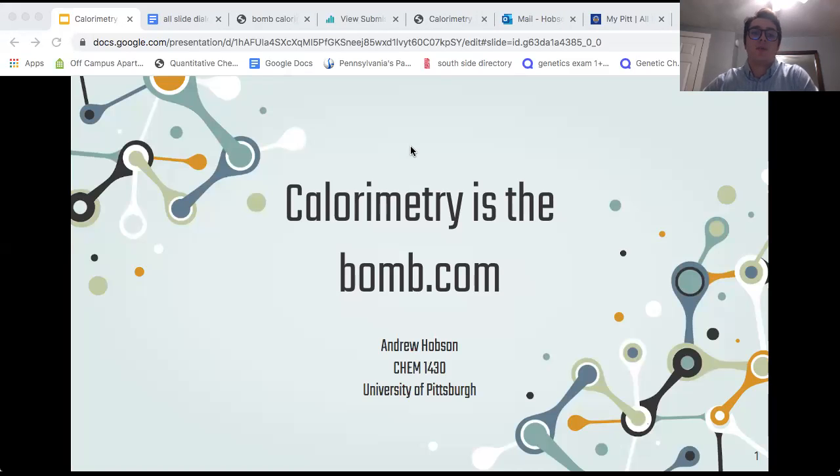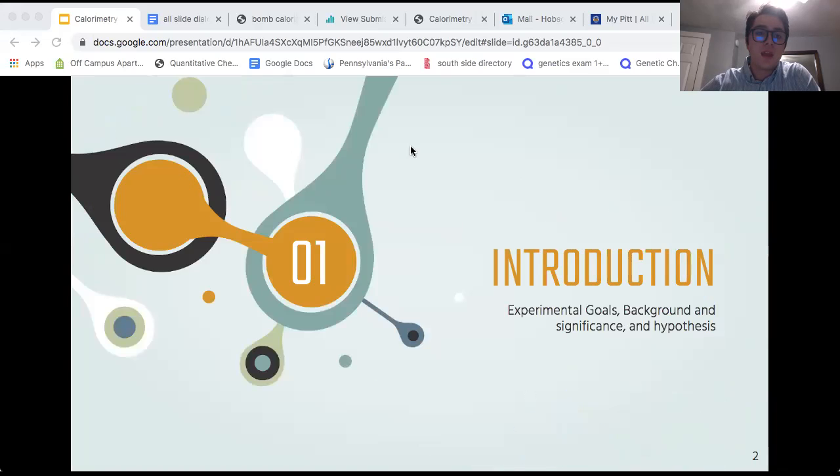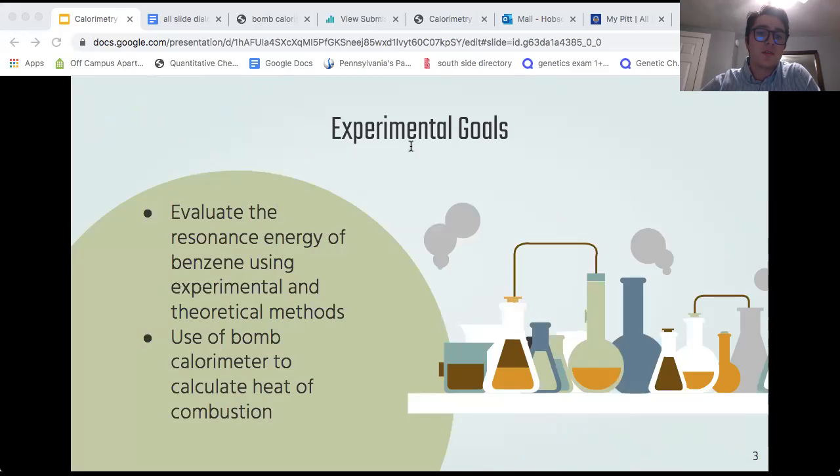All right. So my presentation is titled Calorimetry is the bomb.com. Very creative. First, we're going to start with the introduction. Experimental goals. Like any other experiment, you're going to need a goal you're trying to achieve. In this calorimetry experiment, we're trying to determine the resonance energy of benzene using both experimental and theoretical methods. Additionally, we'll be using a bomb calorimeter to help us calculate the heat of combustion for CDDT and cyclohexane. These values will also help us calculate an experimental value of the resonance energy of benzene.